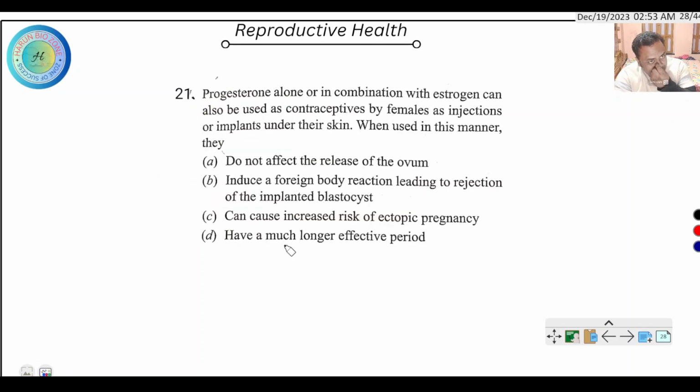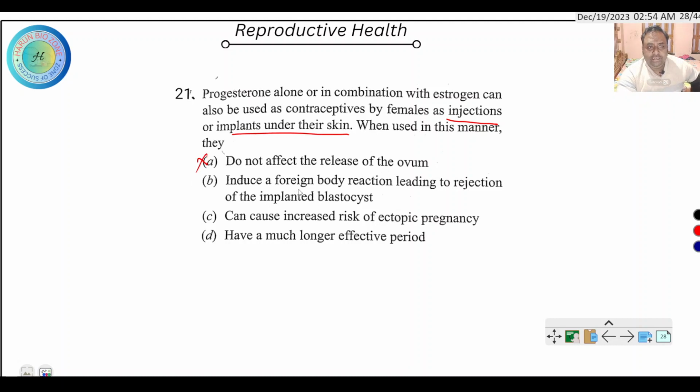Next question is, progesterone alone or in combination with estrogen can also be used as contraception by females as injection or implants under the skin. When used in this manner, they do not affect the release of the ovum. Here, this hormonal contraception is used as injection or implants under the skin in any part of the body. Do not affect the release of ovum.